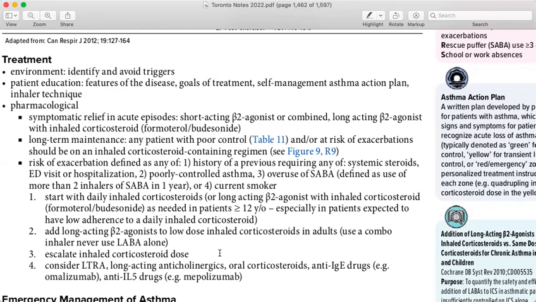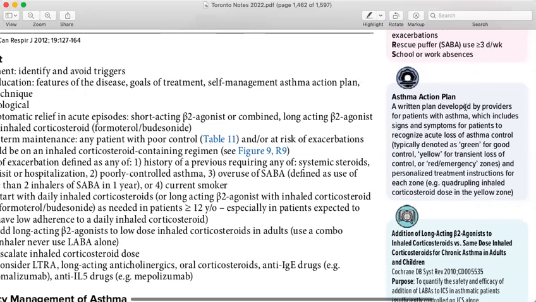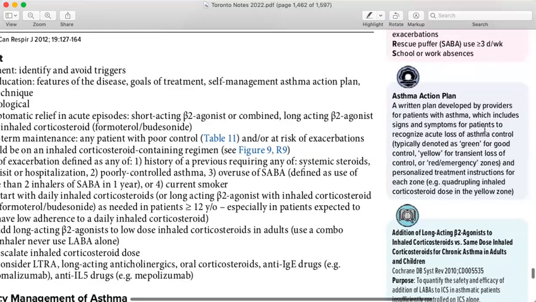So this can be prescribed after long consideration. So we are only going to stop at what we need to know. An asthma action plan is a written plan developed by providers for patients with asthma, which includes the signs and symptoms for the patient to recognize acute loss of asthma control and personalized treatment instructions for each zone.